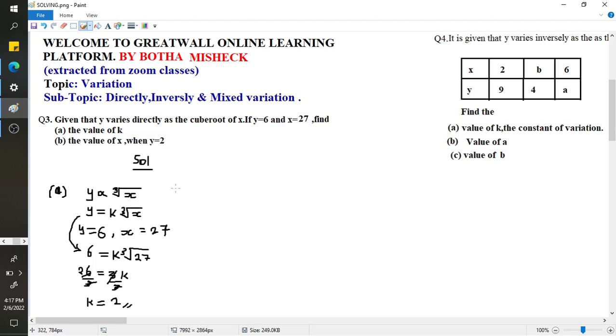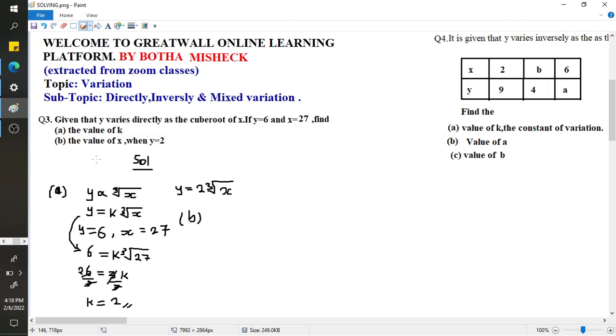our formula, the final formula, will involve k, right? So rewriting the formula for the variation, this will be 2x. Y is equal to 2x, right? No, sorry, wait a moment. That's not 2x, but 2 multiplied by the cube root of x, right? That's our formula. Okay, now we can answer question B.